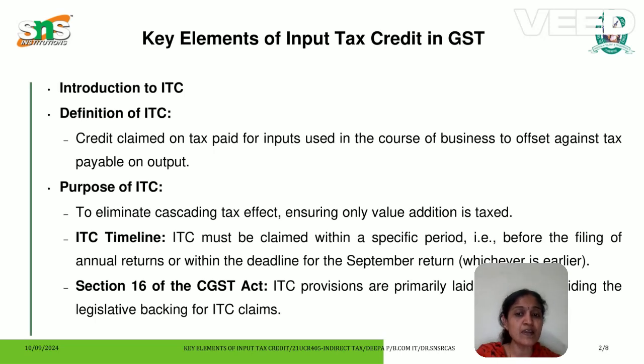Purpose of ITC. The purpose of input tax credit is to eliminate the cascading tax effect, ensuring only value addition is taxed. Input tax credit must be claimed within a specific period, that is, before the filing of the annual returns or within the deadline for the September return, whichever comes earlier. Section 16 of the CGST Act: ITC provisions are primarily laid down here, providing the legislative backing for input credit claims.